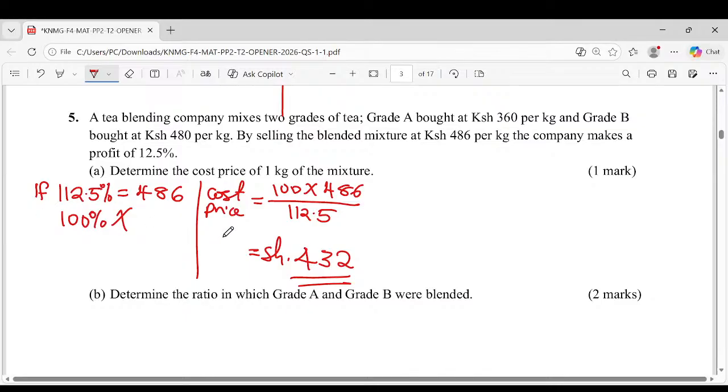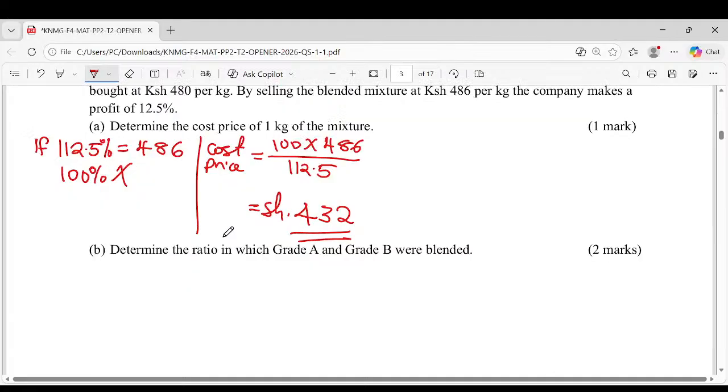Part B, determine the ratio in which A and B were blended.